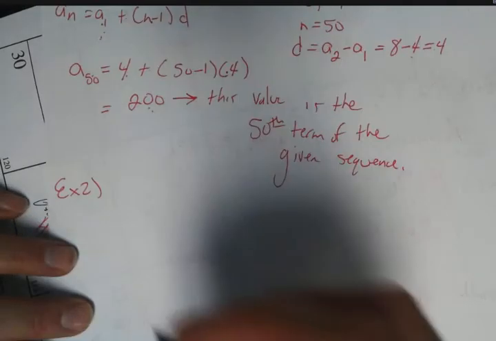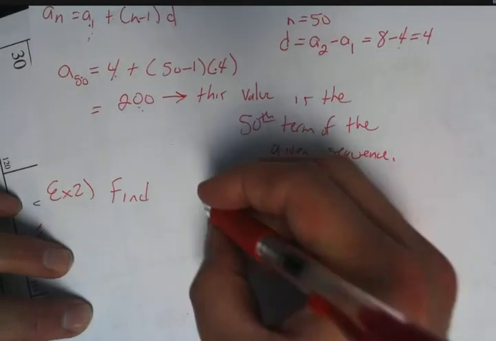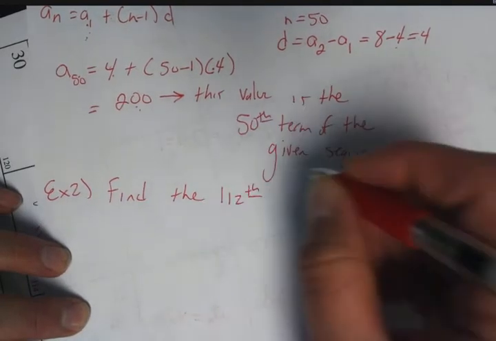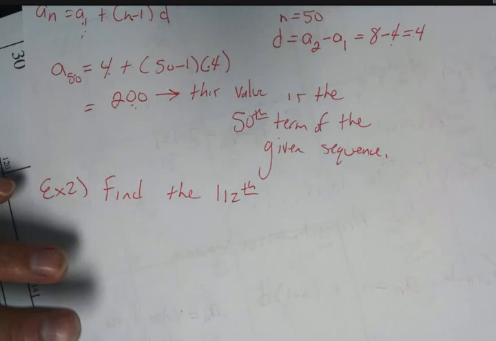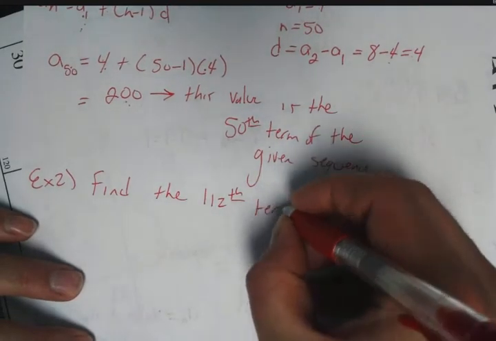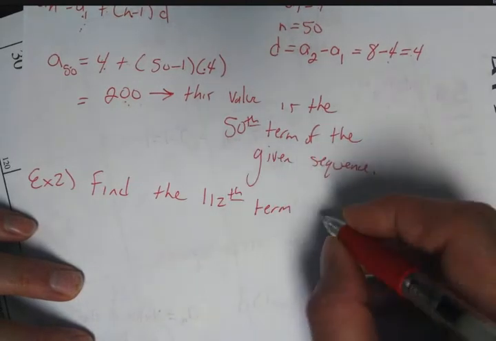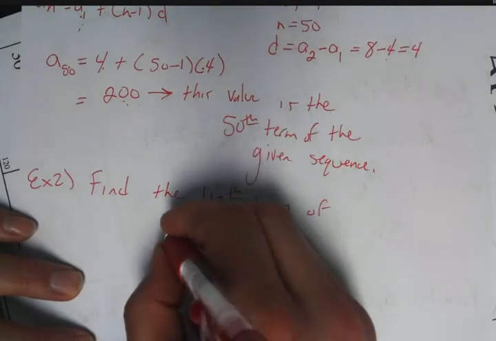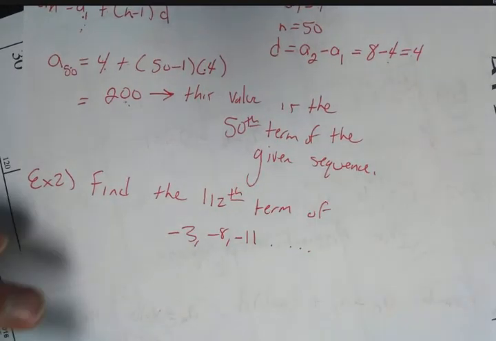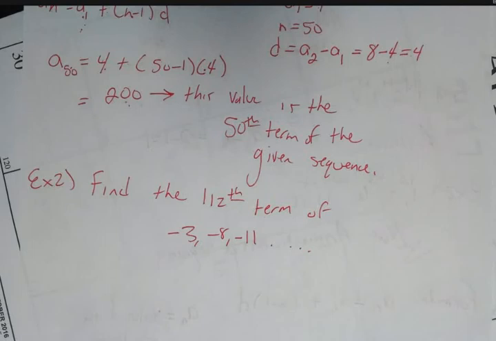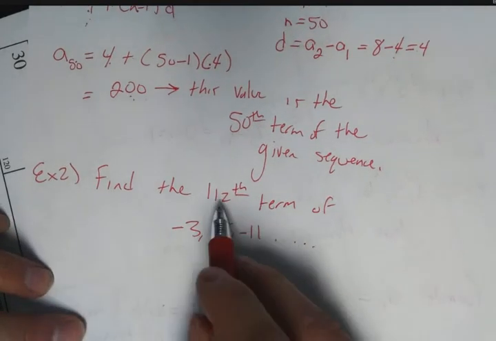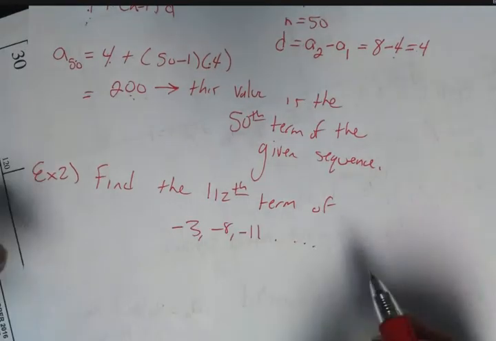And this is one that deals with negatives, because a common mistake that happens is that people forget that we're multiplying instead of adding or subtracting. So they'll find the 112th term of -3, -8, -11, and so on. Now, let's do the same thing as before. We know what we're actually looking for here. We're looking for the a sub n, the value of a term.